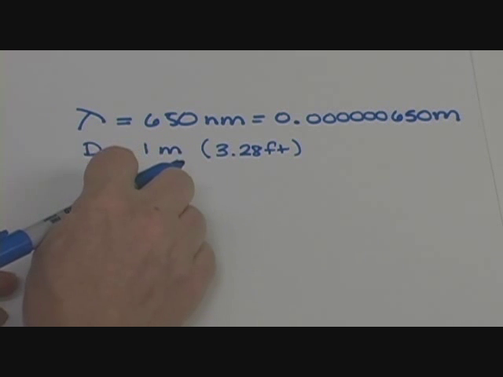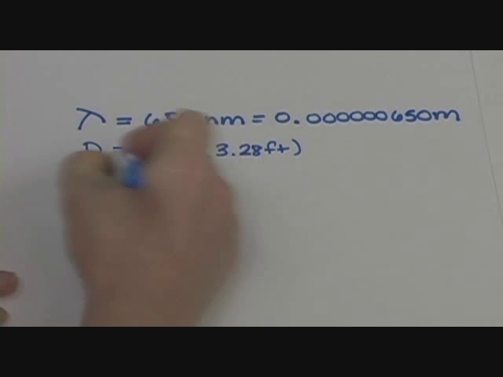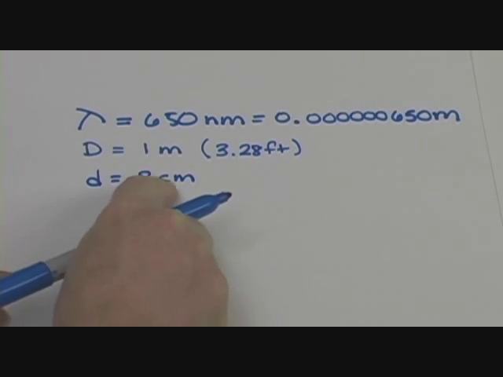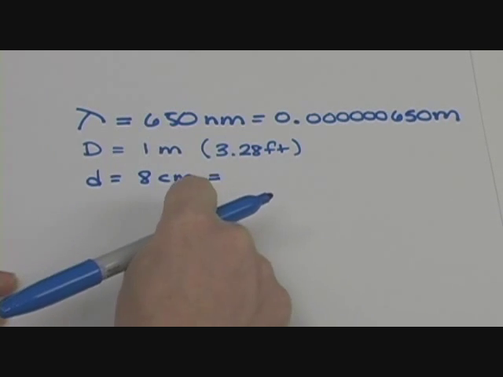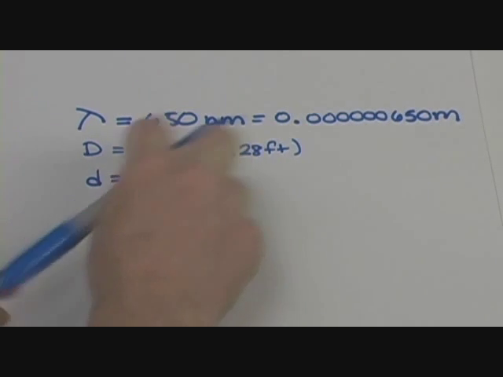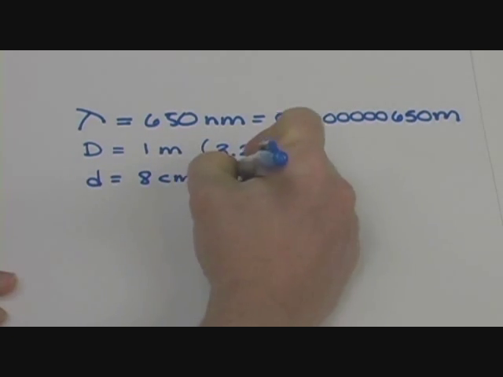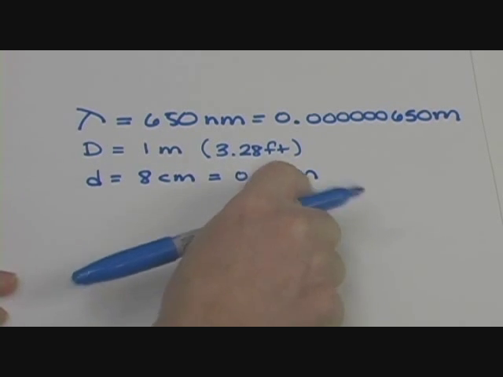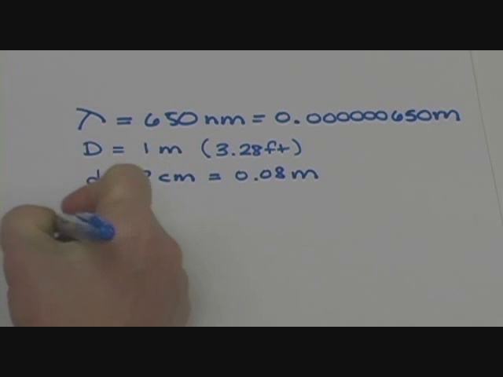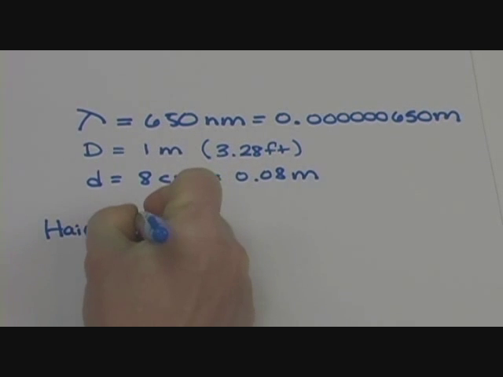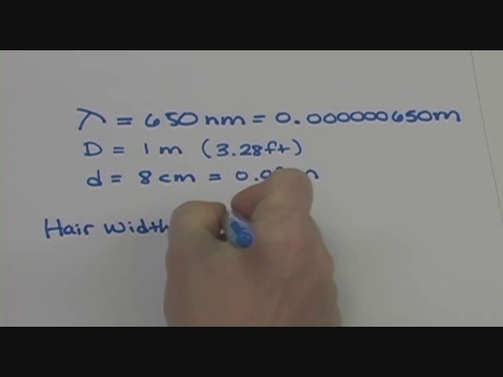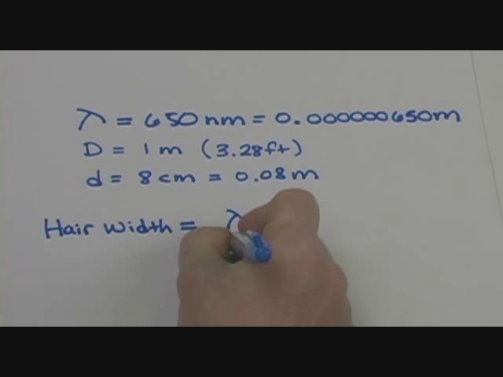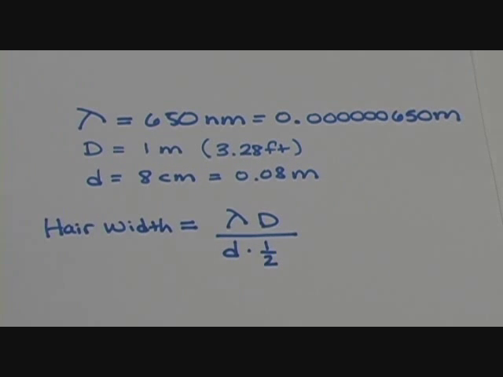Okay, and then what we're going to do is the distance between the two dark lines for me is 8 centimeters. But I have to convert that to meters also, because when we do our calculation, everything has to be in the same units. Okay, so we have meters here for our wavelength, meters for our distance. The small d is the distance between those two dark lines. And 8 centimeters, you divide that by 100 to get 0.08 meters. Okay, just like that. All right, so how do we do the calculation? So the hair width is going to be equal to the laser wavelength times the distance to the wall divided by the distance between the dark lines times a half.